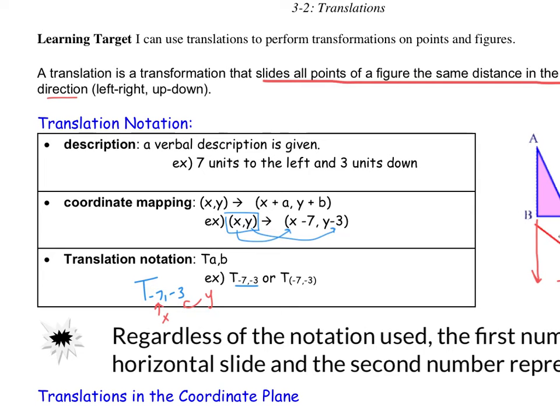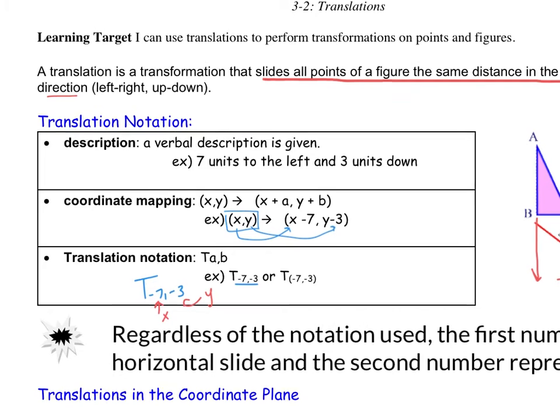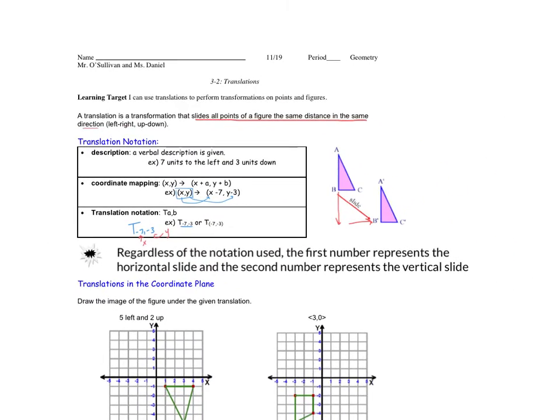Occasionally you can have a combination of those above, or you could even use these things called vectors, which we'll see in an example shortly. I'm not going to give you vectors, but they do pop up occasionally. And we'll go over it. It's very straightforward. Here's the big idea though. Regardless of the notation used, the first number represents the horizontal slide and the second number represents the vertical slide.